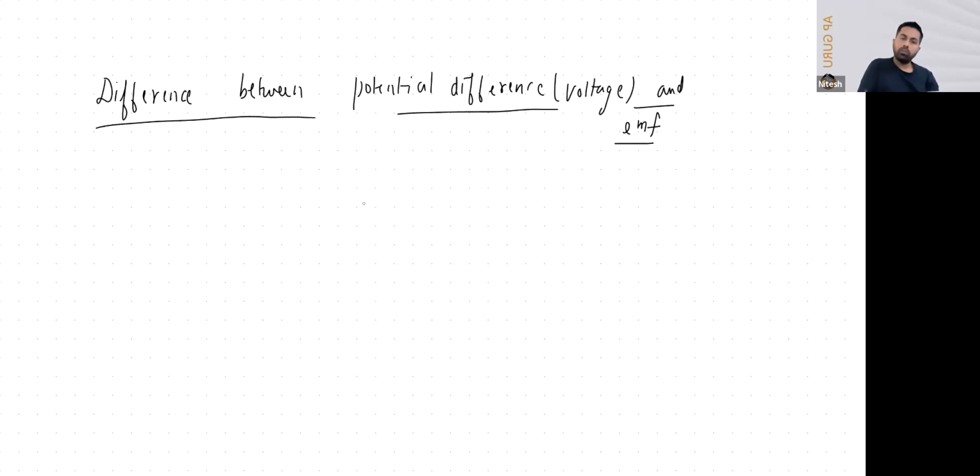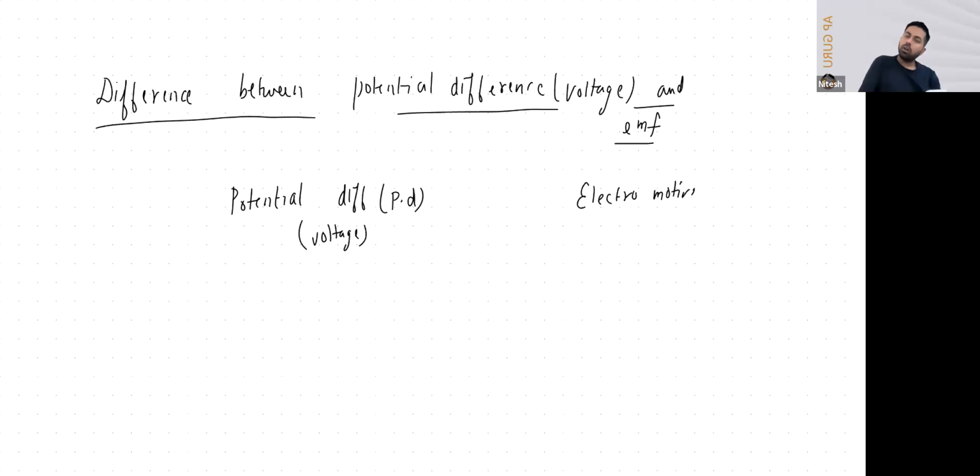On one side, I'm writing down the potential difference or the voltage. In short, you can also write it as PD. And on the other side, I'm writing down electromotive force, or EMF.